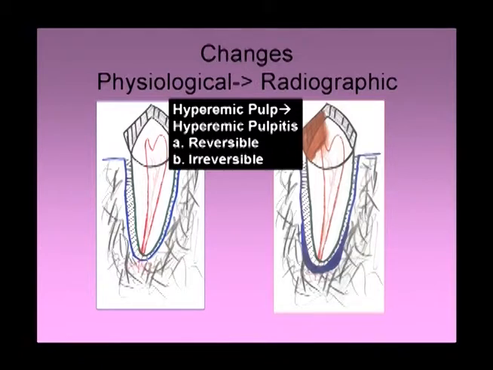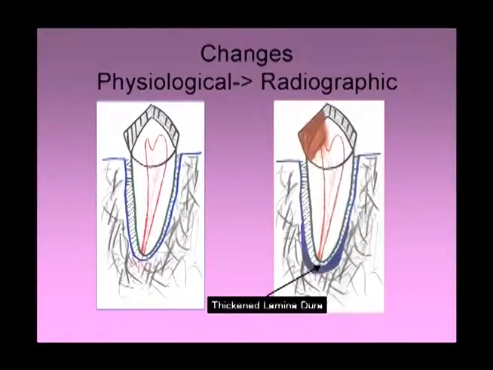In many instances, however, the pulpitis, the offense to the pulp tissue, is irreversible, and we begin the sequence of pulp death. One of the consequences of the physiological changes from the inflammatory response within the pulp, although not necessarily the first one, as these consequences can follow in different sequences, is referred to as a thickening of the lamina dura, or the periosteum of the socket.